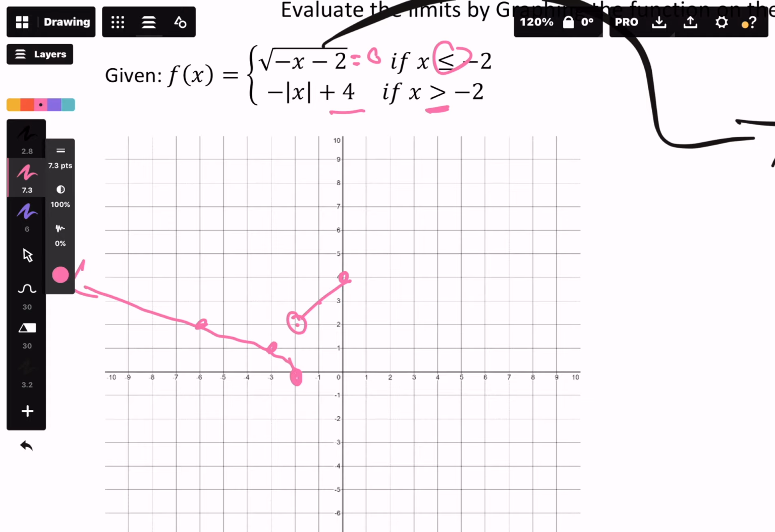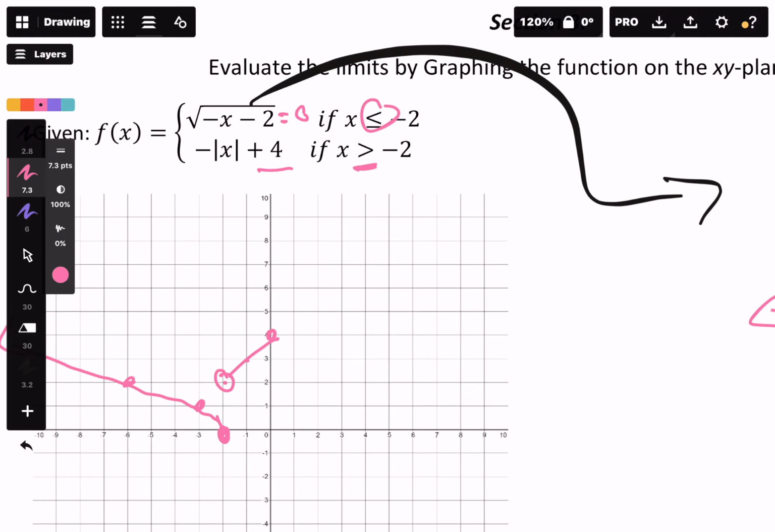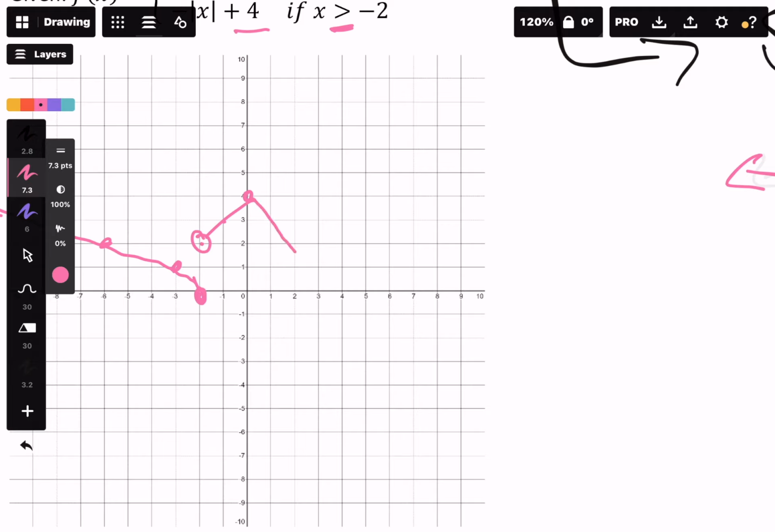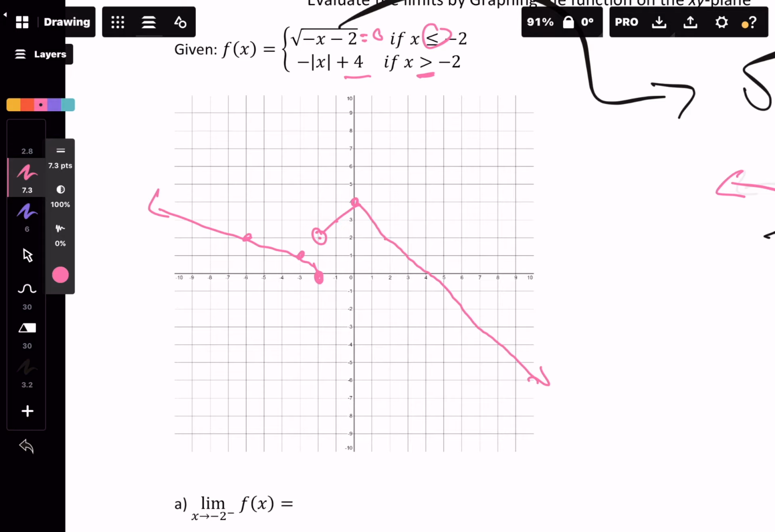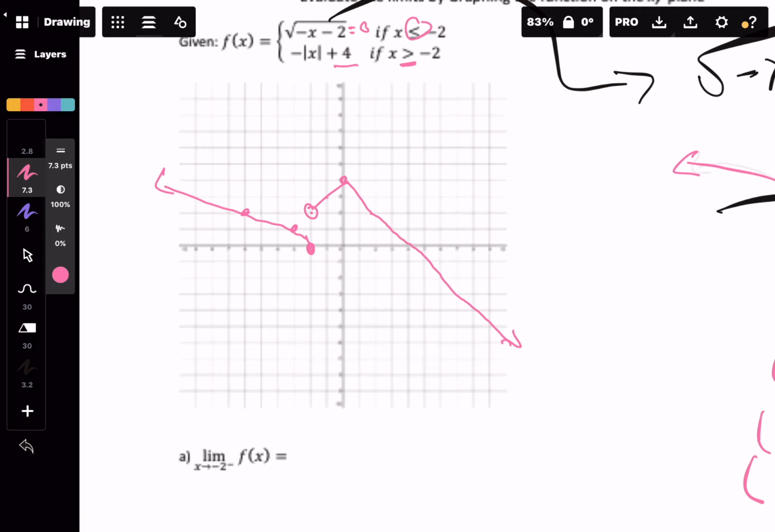Now we have to go to the positive side. Since this does not have a restriction, this is going to go to infinity. So all we have to do is carefully make this line as straight as possible, like that. Okay, now we're done. That's how the graph looks.